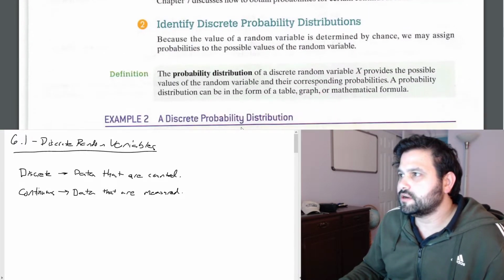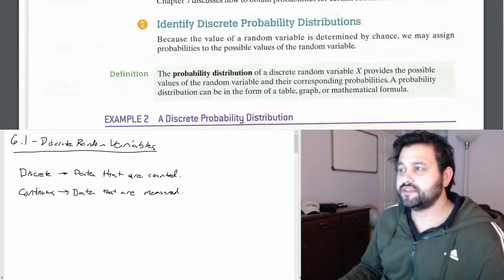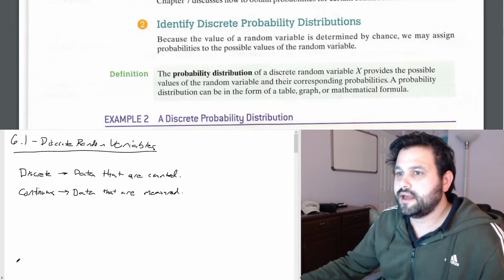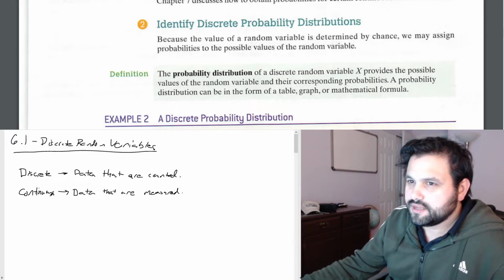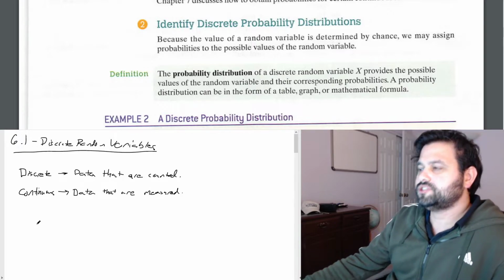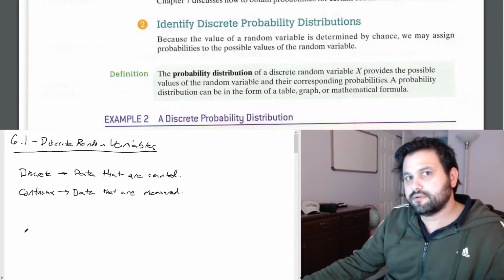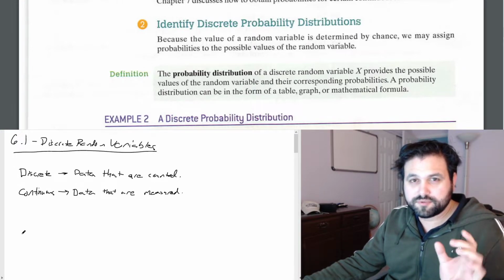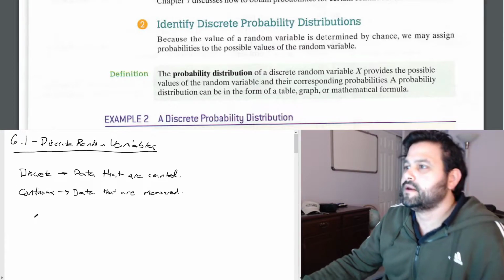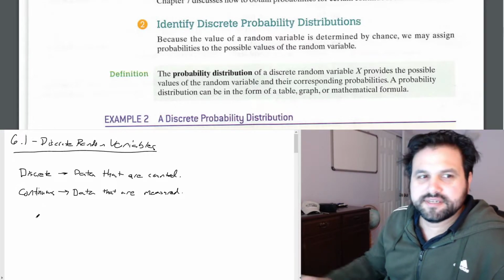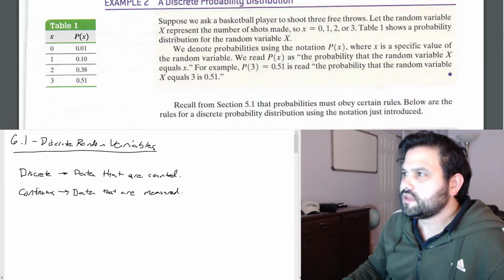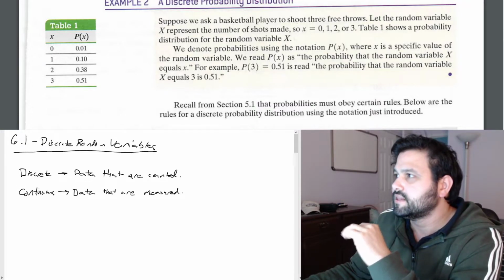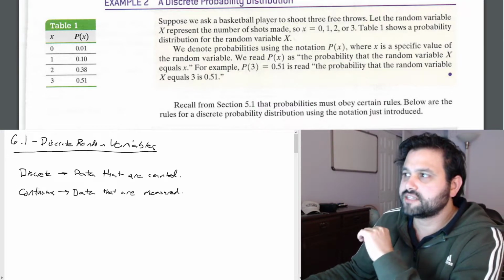Now we're going to talk about discrete probability distributions. And this is something that we have talked about before. If you remember, a probability distribution lists all of the outcomes and each individual outcome's probability of happening. So let's take a look at example 2 here. Suppose we ask a basketball player to shoot three free throws. Let the random variable x represent the number of shots made.